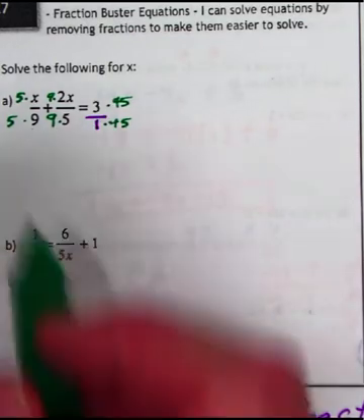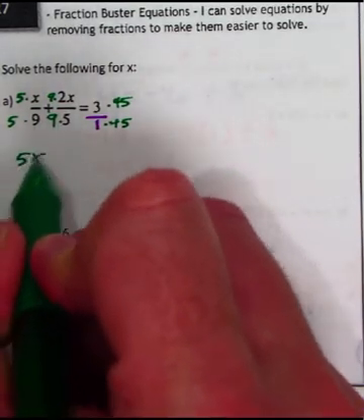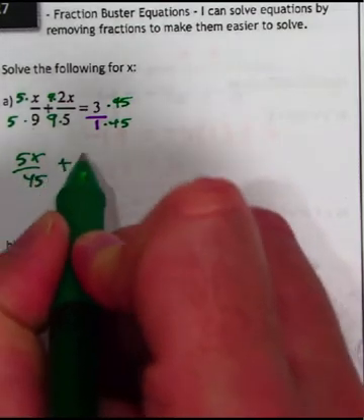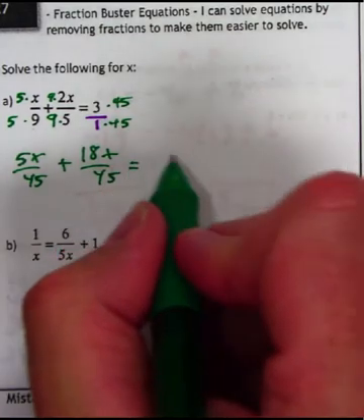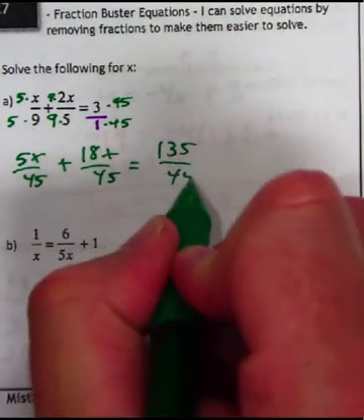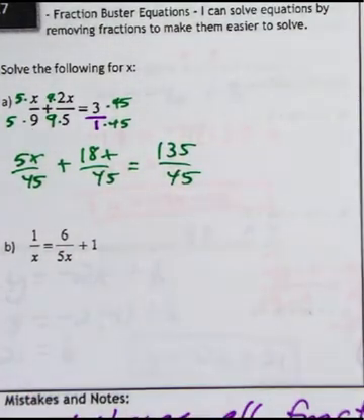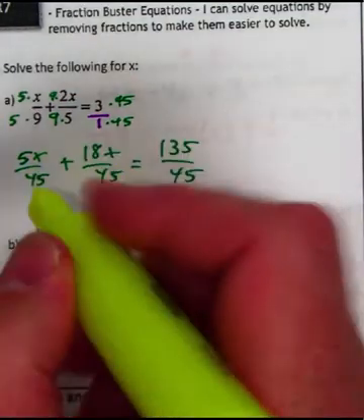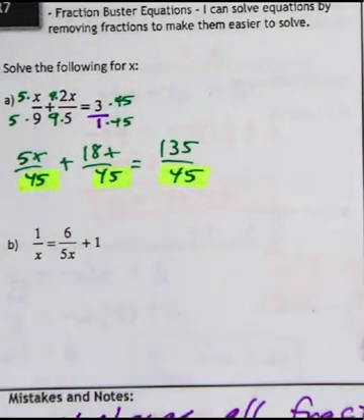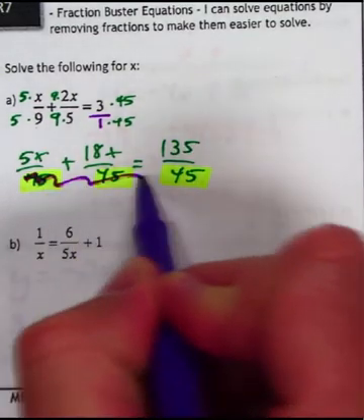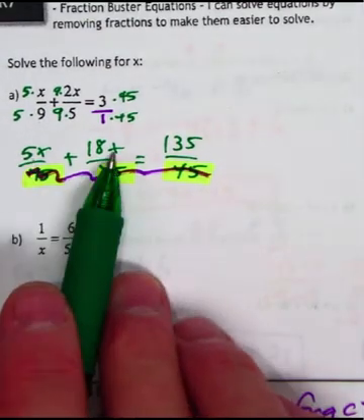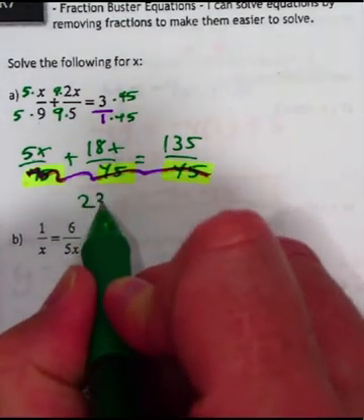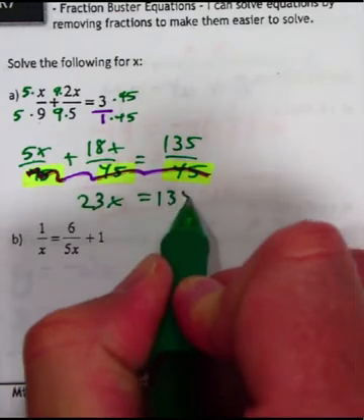So then once you did that, you would have 5x over 45 plus 18x over 45 equals 135 over 45. Now that's the magic moment, because now all of the denominators are the same. They're all 45. Woohoo! So that means we can cross them off and we don't even care about them anymore. That's just the way it goes. And then we end up with 5x plus 18x. Well, we call that 23x in the business, equals 135.